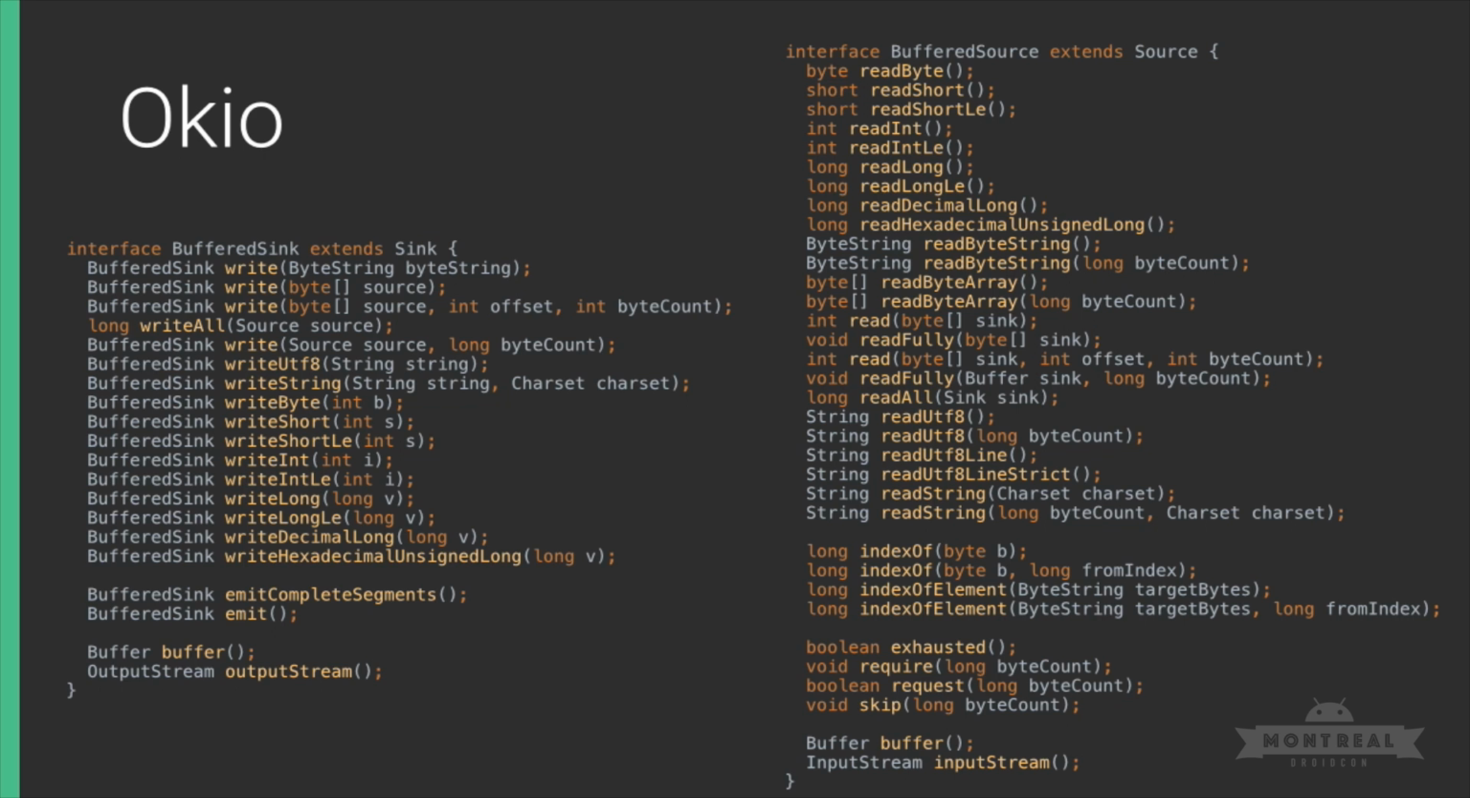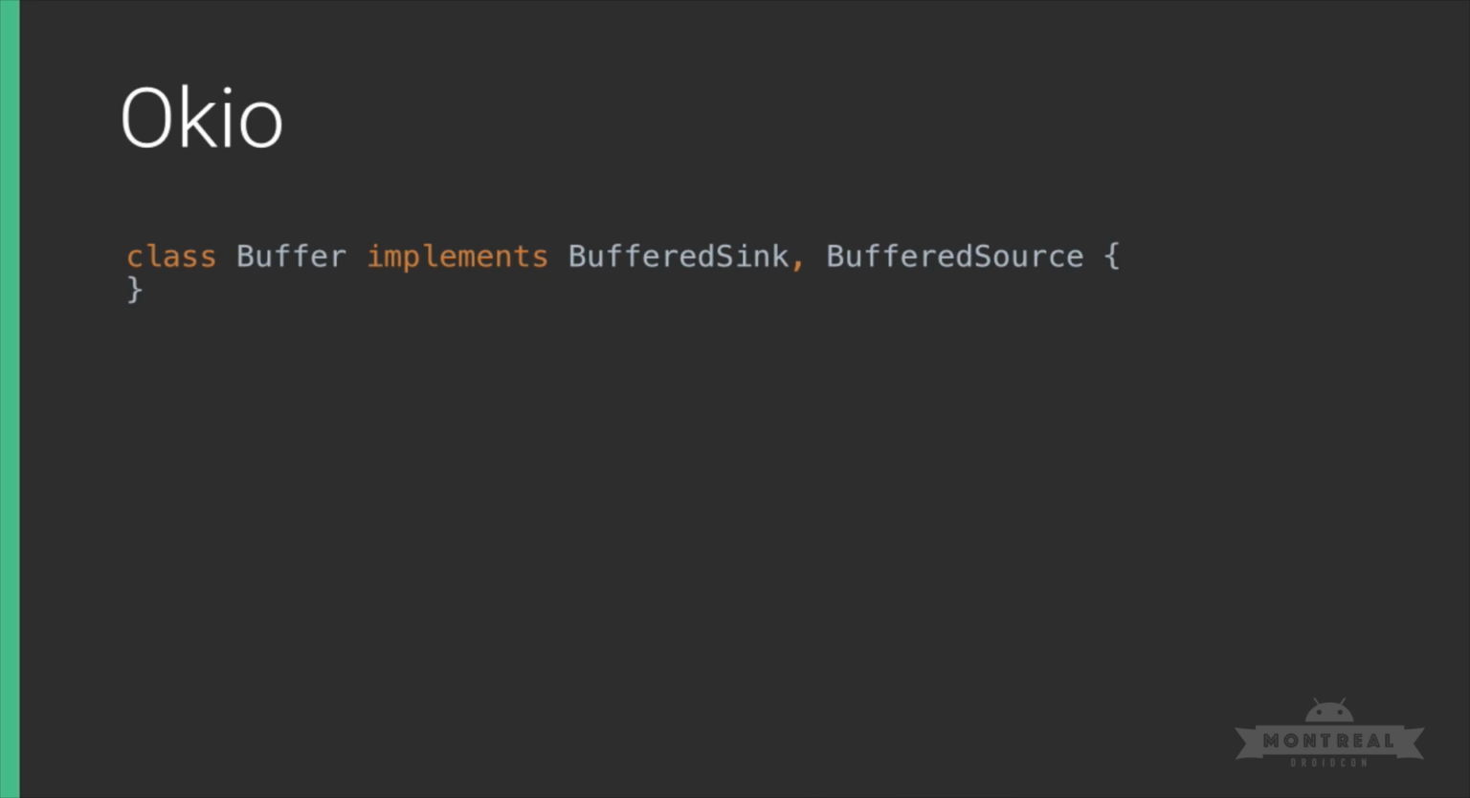And what's really cool is that Buffer itself is actually both a BufferedSink and BufferedSource. And so this is what we saw earlier on when we were reading and writing data into the Buffer object. So this is a mutable data store with high-level methods for primitives, for strings, and even for raw data through byte arrays.